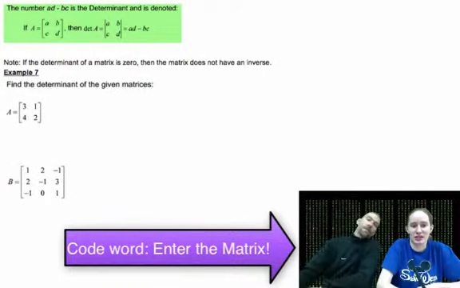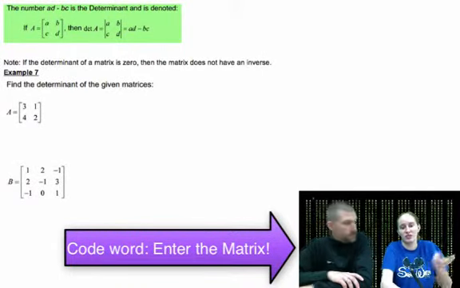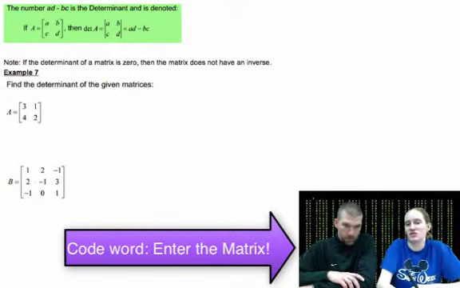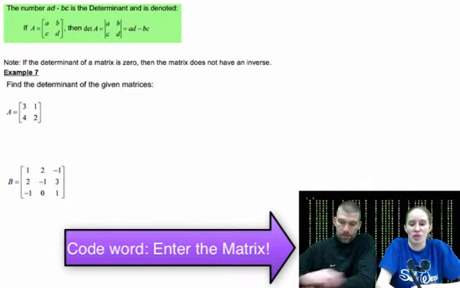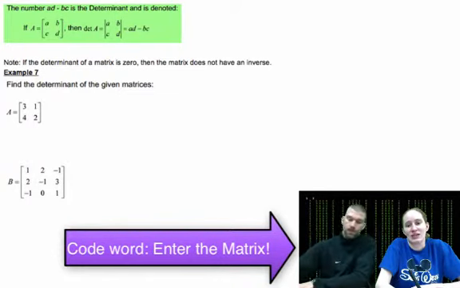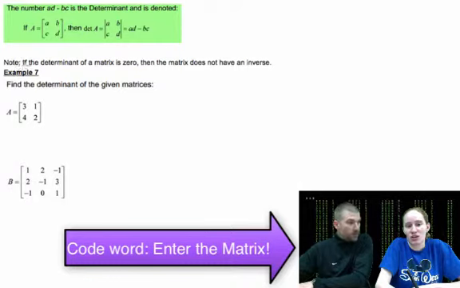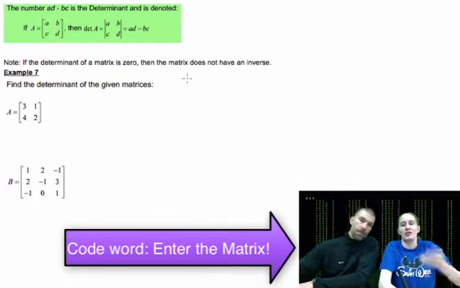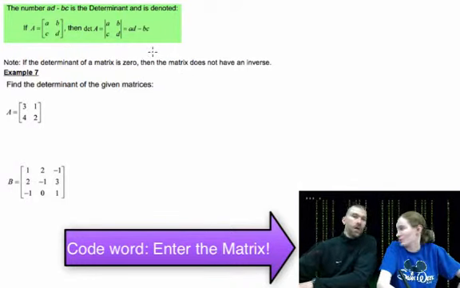Let's find some determinants. This is a special thing again, kind of like the inverse. It's a special thing that you use all the time when you're working with matrices, and they're kind of cool. Note, if the determinant of a matrix is 0, then the matrix does not have an inverse. That's what we just found happen.